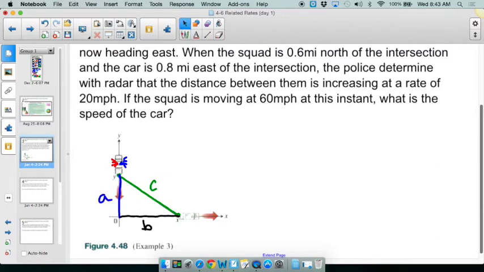Okay, so there's our sketch. How am I going to relate, we call this section related rates for a reason, how am I going to relate those three quantities? What equation am I going to write?